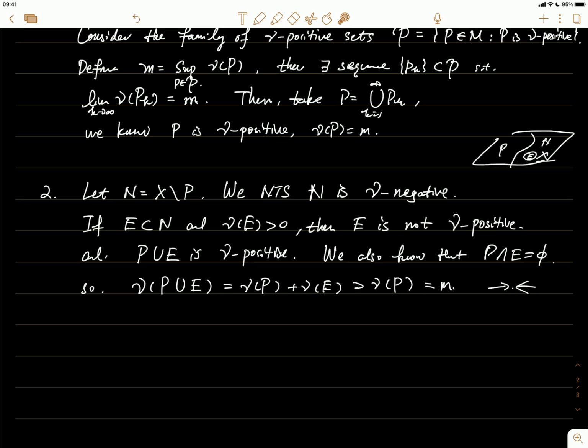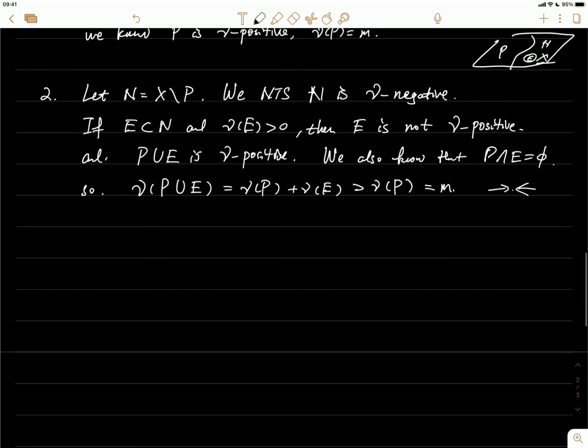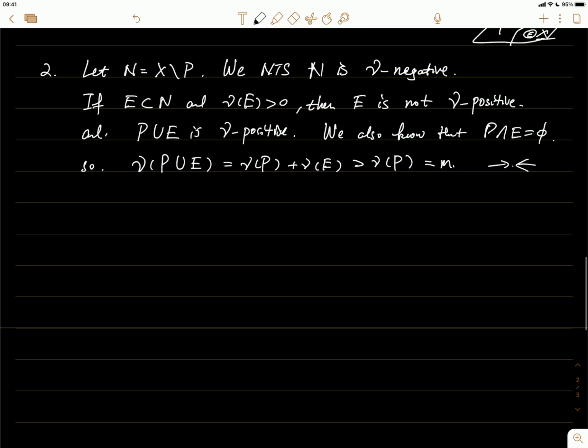So that means even if you can find some subset of N such that the measure of the subset is positive, this E here cannot be nu positive. Okay, this E cannot be a nu positive set. But it's still possible that you find a subset of N and the measure of E is positive. It's just that this E is not a nu positive set. And we can still get some contradiction from there. But at least what we show so far is that if the set E has a positive measure, it cannot be nu positive. Okay.